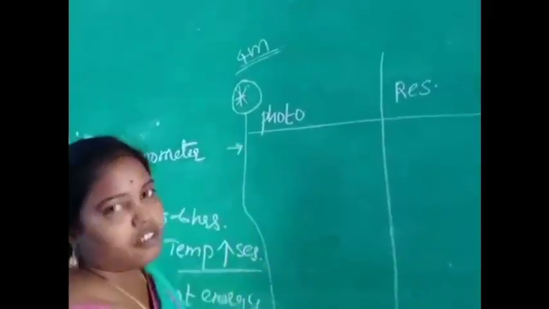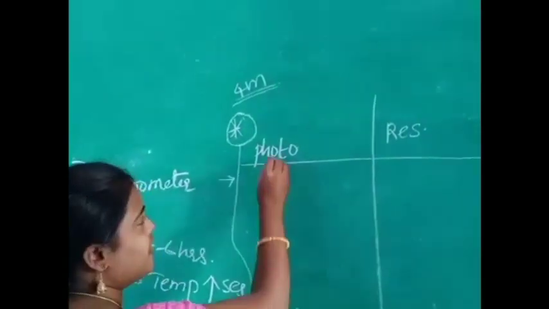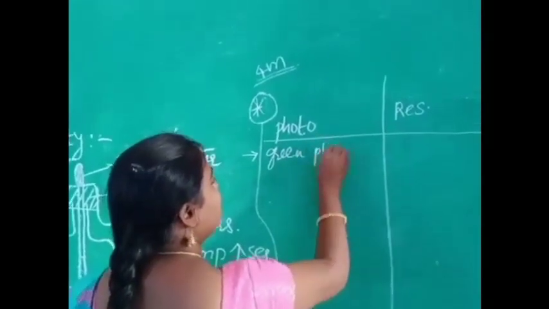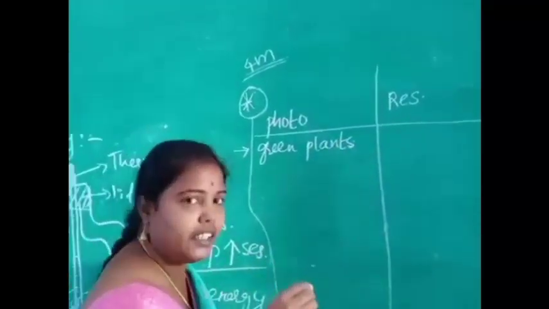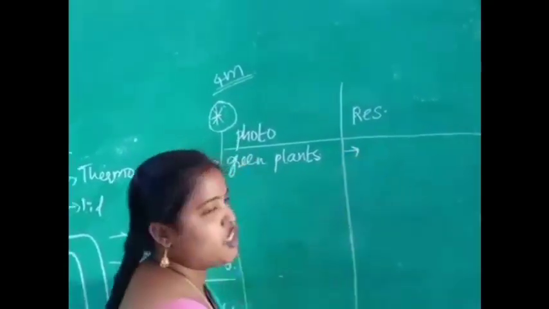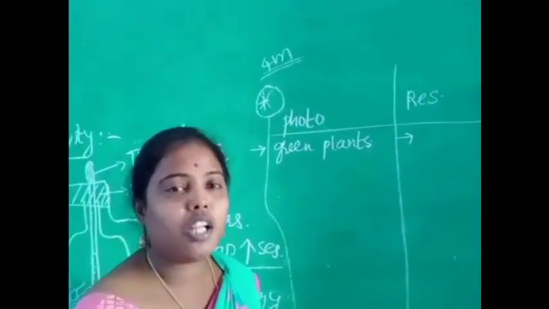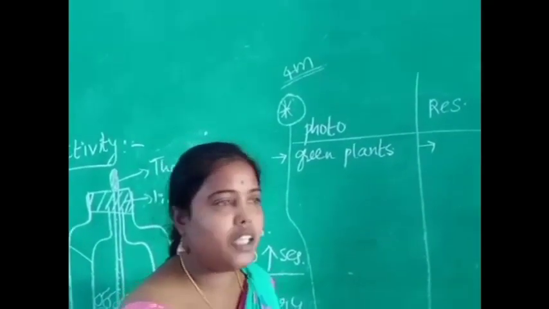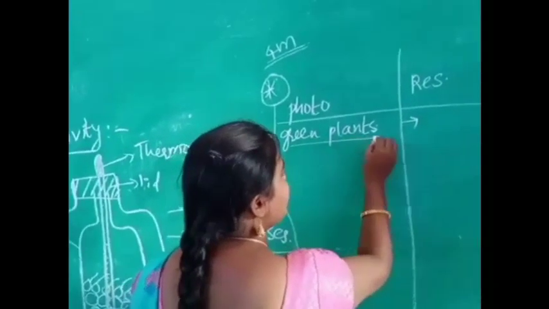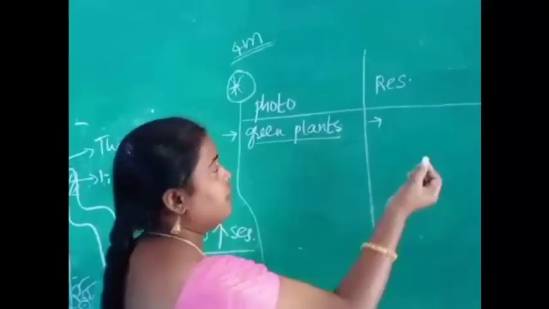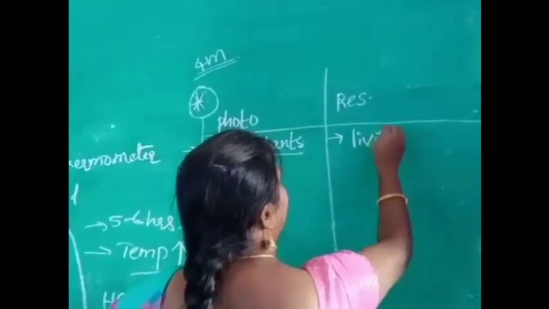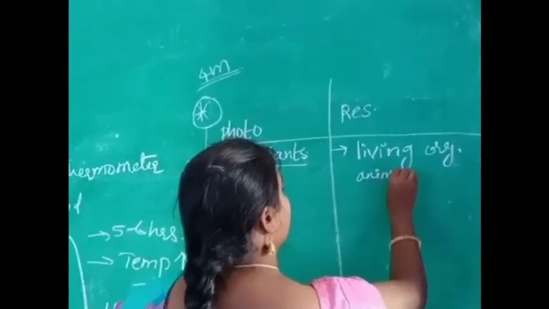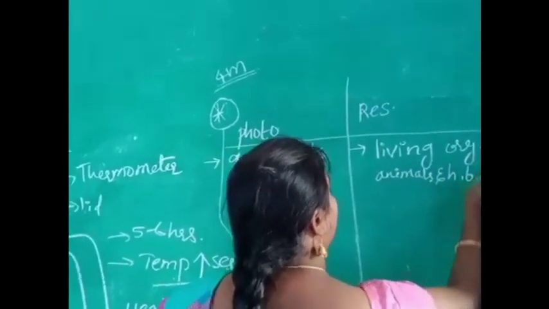Okay, first one, photosynthesis process. Photosynthesis process is carried only in the green plants. But respiration process is carried in the living organisms like animals, human beings and microorganisms. Okay, photosynthesis process is carried only in the green plants, but respiration process is carried in other living organisms like animals and human beings.